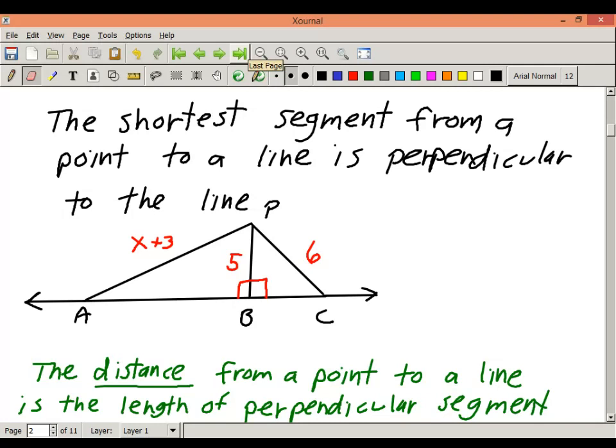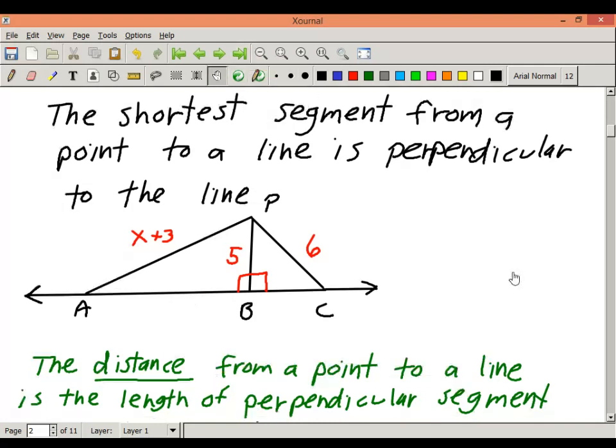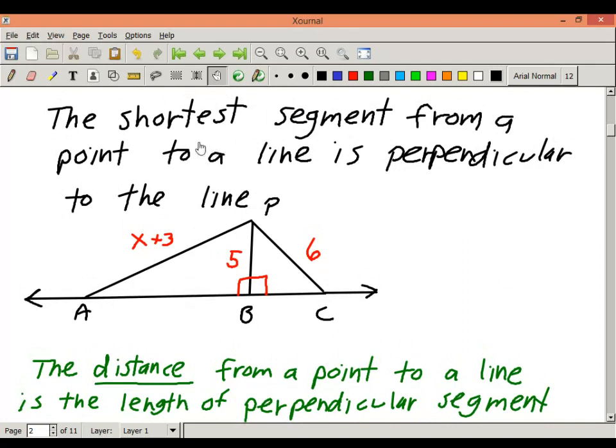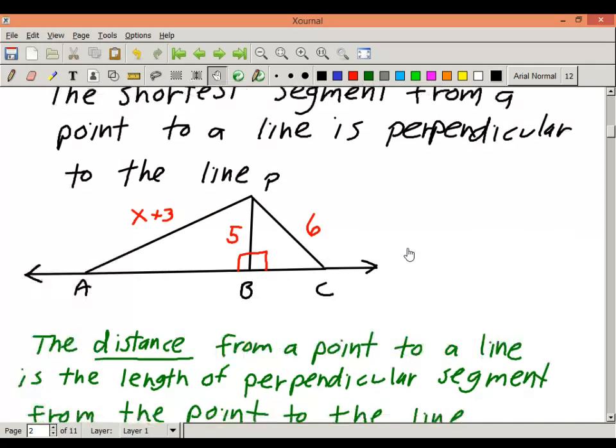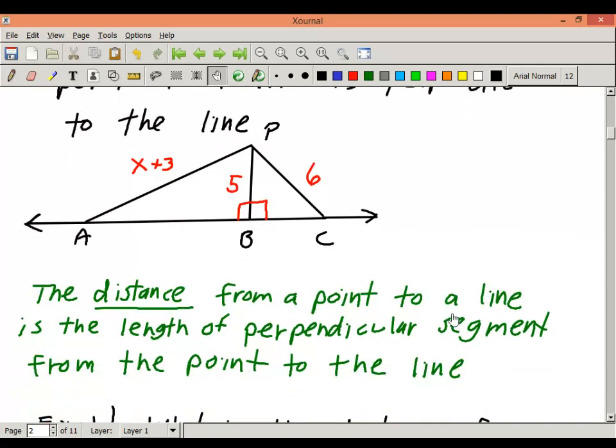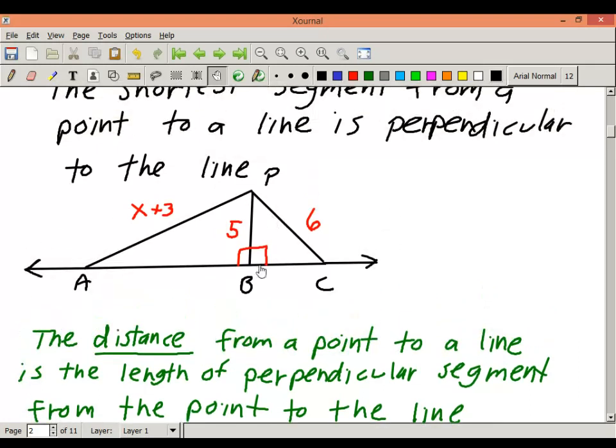Well, we can't go by looks. We have to kind of have a definition for that. And it tells us right here that the shortest segment from a point to a line is the perpendicular to that line. So using that definition, we can say that the distance from a point to a line is the length of the perpendicular segment from that point to the line. So the shortest distance would be here segment PB, or 5 units, whatever those units are.